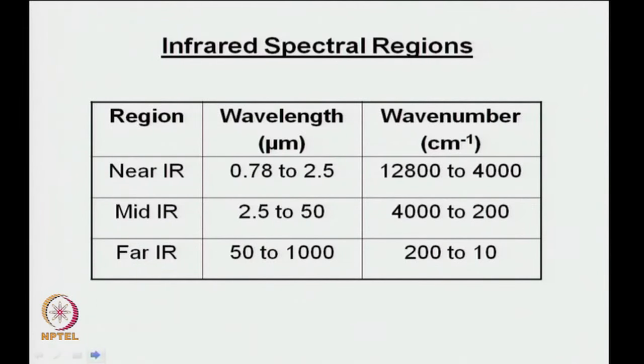One is the near IR, the wavelength from 0.78 to 2.5 micron, and the wave number, which is the frequency we actually refer to, is 12,800 to 4,000 centimeter inverse. The mid IR, this is the one we are going to be concerned with. It is 2.5 to 50 micron in terms of wavelength, and 4,000 to 200 centimeter inverse in terms of the wave number. And there is a far IR too, which is 50 to 1000 micron or 200 to 10 centimeter inverse. So, the mid IR is the one we are going to focus on mainly.